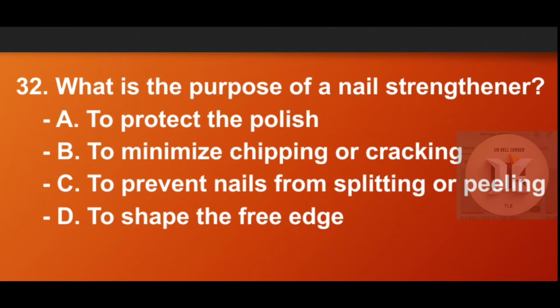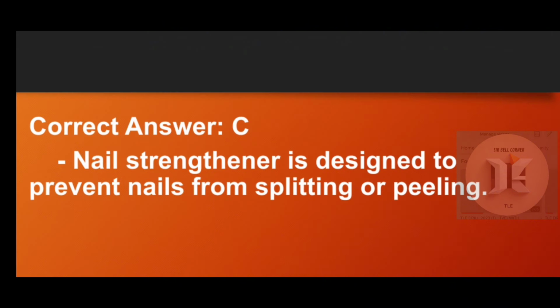32. What is the purpose of a nail strengthener? A. To protect the polish. B. To minimize chipping or cracking. C. To prevent nails from splitting or peeling. D. To shape the free edge. Correct answer. C. Nail strengthener is designed to prevent nails from splitting or peeling.